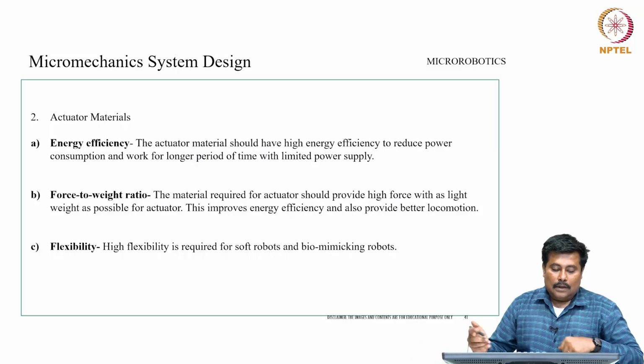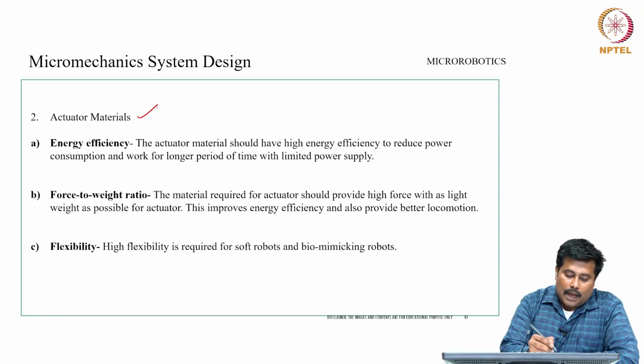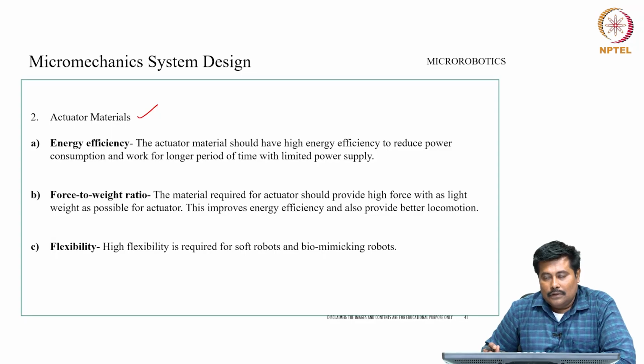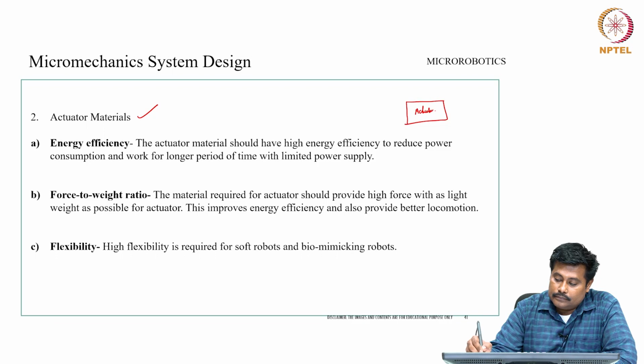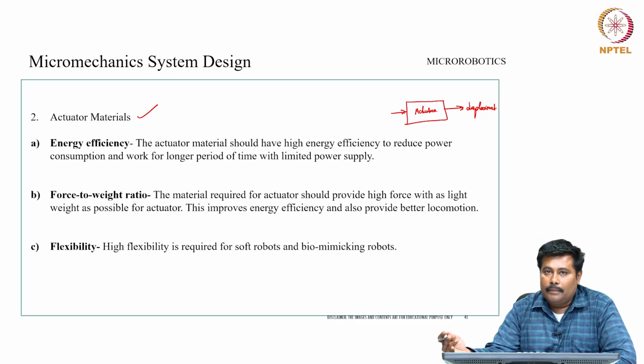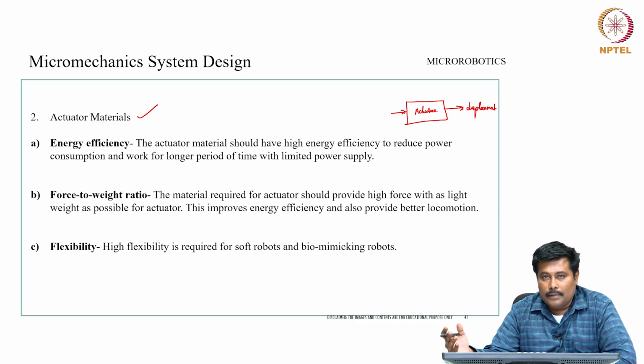Now let us discuss the actuator material. As far as actuator material is concerned, like we had seen a lot. To give you a recap, what do we mean by an actuator? An actuator is a system or a device where we can have a different type of input, but our output will be in terms of displacement. This displacement can be either a mechanical displacement, or it might be an electromechanical system, or it might be a pneumatic or a hydraulic system, etc.